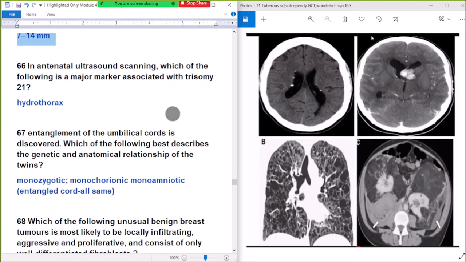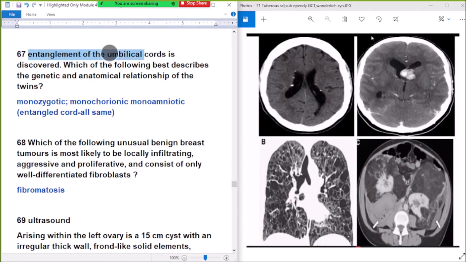66. An antenatal ultrasound scanning. Which of the following is a major marker associated with trisomy 21? Hydrothorax. In antenatal ultrasound scanning, the major marker associated with trisomy 21, or Down syndrome, is hydrothorax.